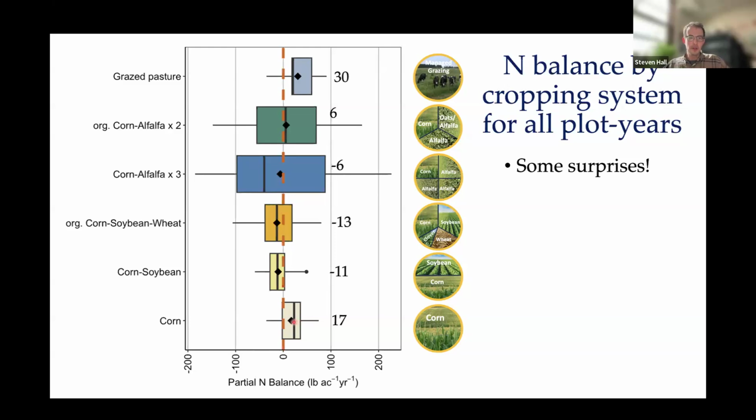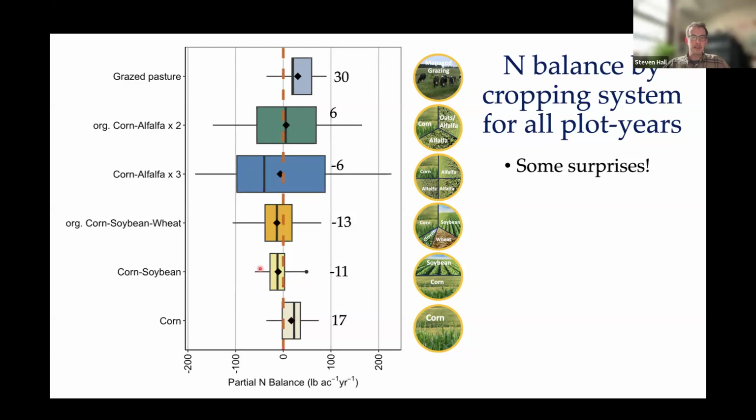So overall, year over year, on average, there's an excess of about 17 pounds per acre in this continuous corn system. And we were actually surprised. This was a little bit lower than we might have been expecting, given other results from the region.